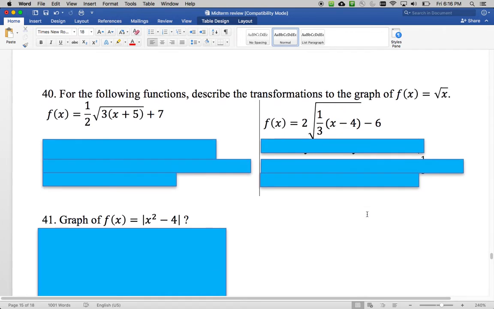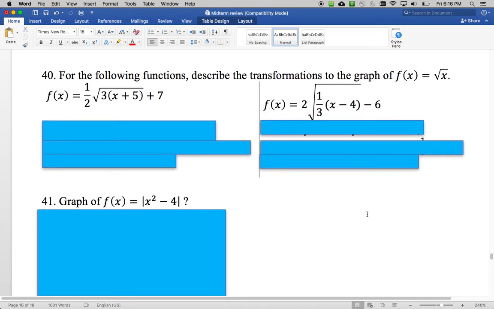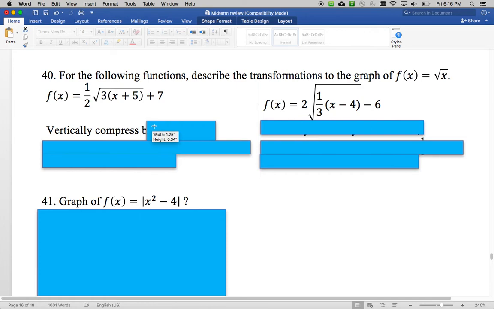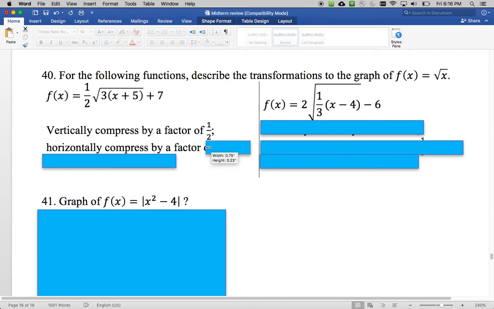For the following functions, describe the transformations of the graph of f of square root of x. Okay, so what's happening? We have two different ones. So again, we've done a couple transformation ones. With the 1/2 up front, it's a vertical compression by a factor of 1/2. And then the 3 here is going to be a horizontal compression by a factor of 3.